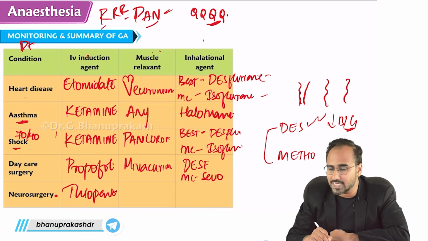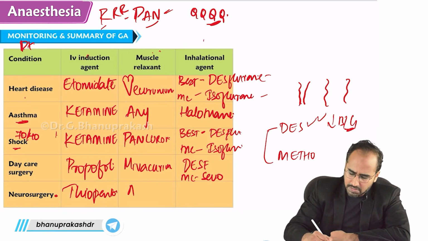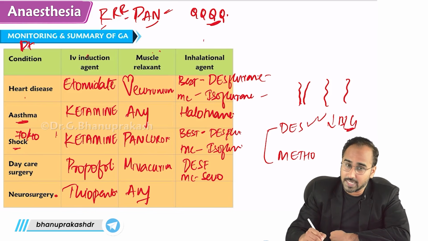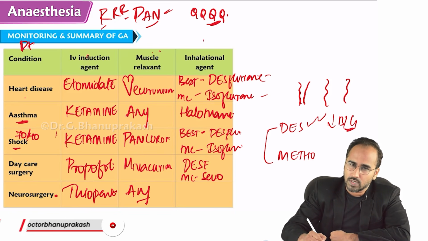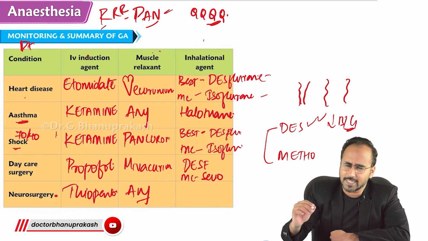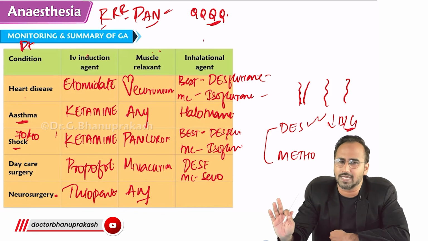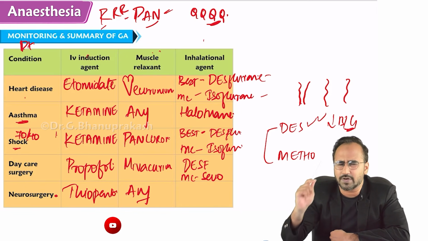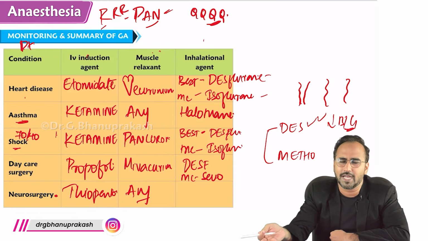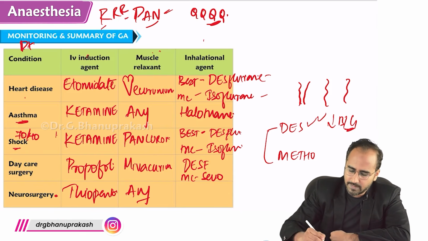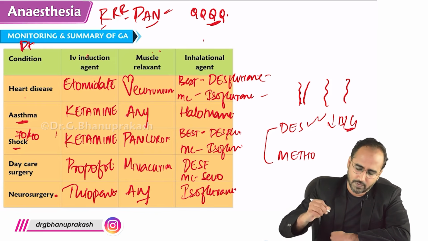Next, neurosurgery. For neurosurgery, the best IV induction agent is sodium thiopentone. The best muscle relaxant for neurosurgery is any muscle relaxant. The best inhalational agent of choice for neurosurgery, I leave this to you. Inhalational agent summary was what? If you remember the summary, you can remember it. Summary of inhalational agent: for CNS and CVS, isoflurane; respiratory and muscle relaxation, halothane; analgesia, nitrous oxide and trilene. So the inhalational agent of choice for neurosurgery is isoflurane.